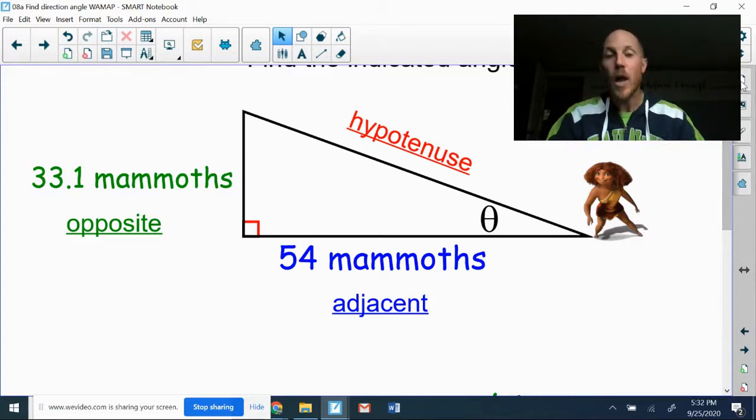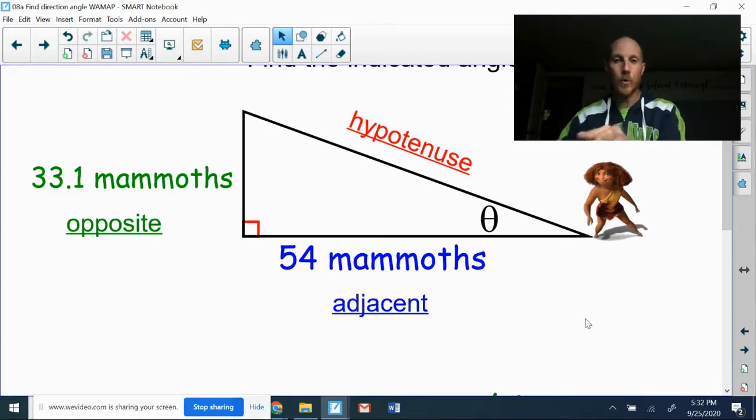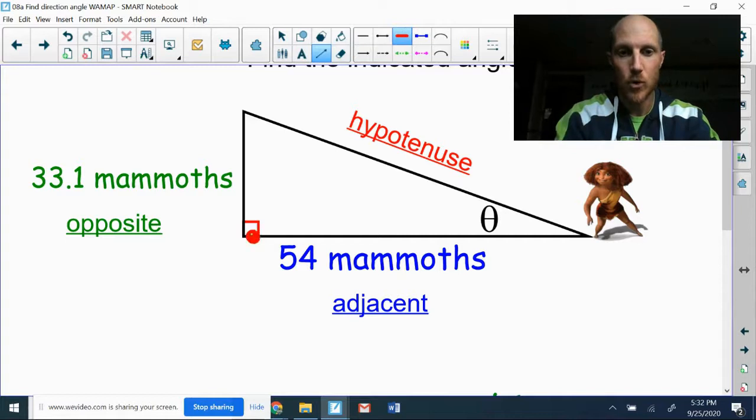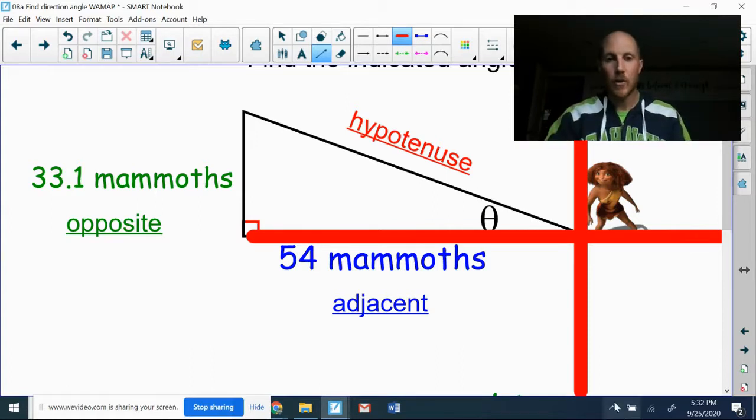All right. Hey, well, so that is using right triangle trig, the tangent ratio. That is something that would be absolutely essential to what we're doing today. If we think about it, if Eep were standing at the origin on a graph, if we just draw an x and y axis on here, if she's at the origin, we've got a triangle. The blue 54 mammoths, that's like an x component, and this 33.1 mammoths, that is like a y component. The hypotenuse is like a resultant vector.